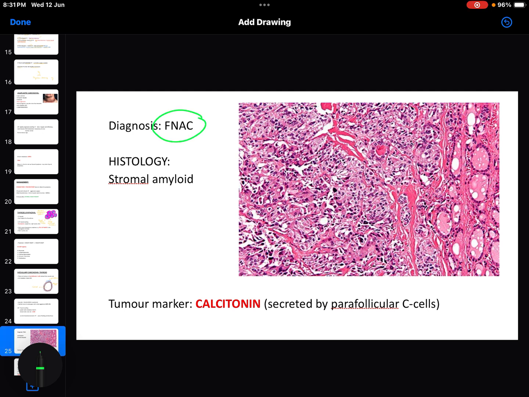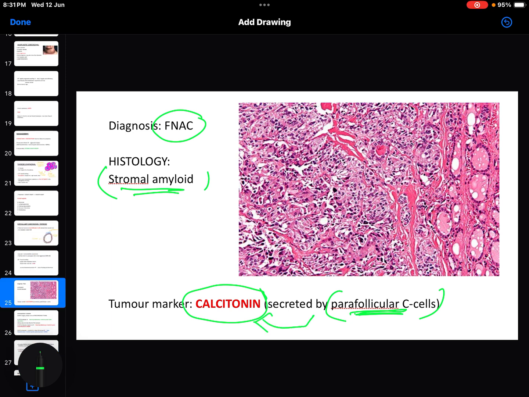Diagnosis is by FNAC. FNAC shows stromal amyloid. Amyloid-rich stroma will be seen in FNAC. The tumor marker is calcitonin. This calcitonin is secreted by the parafollicular C cells. Because of this secretion, calcitonin is used as a tumor marker.